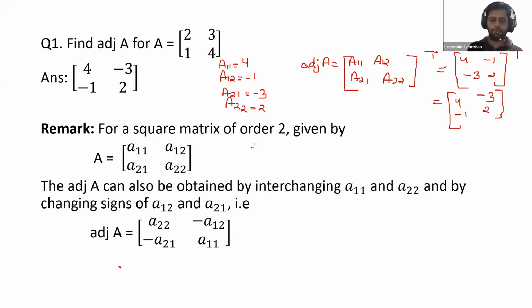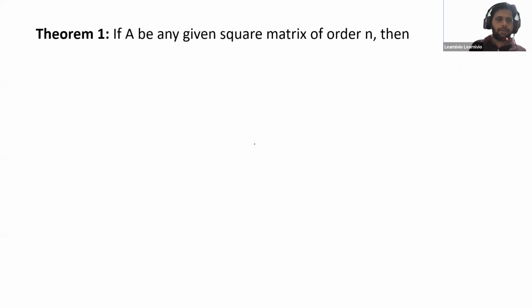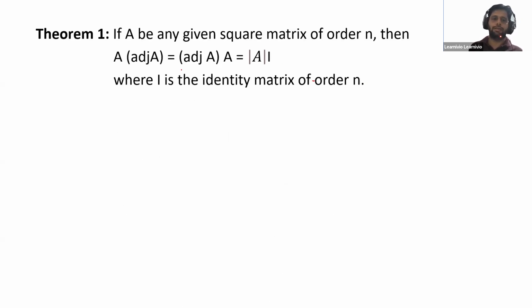So Abdur, we are going to start the next topic. Now, we have some theorems. The first theorem is: if A is any square matrix of order n, then A into adjoint of A is equal to adjoint of A into A is equal to determinant of A into I, where I is the identity matrix of order n. We will do the proof of this.